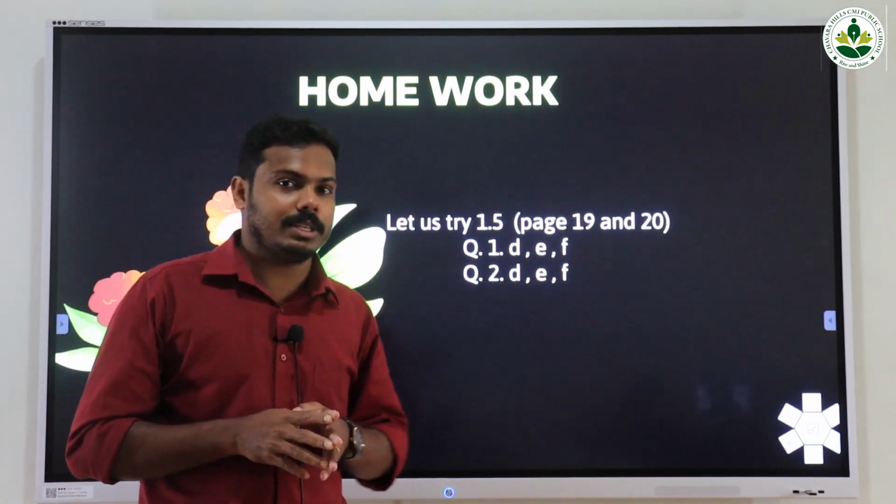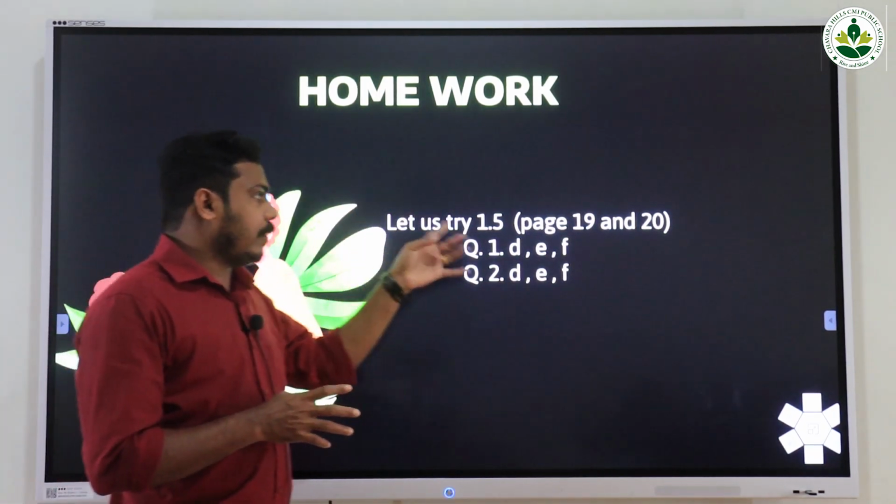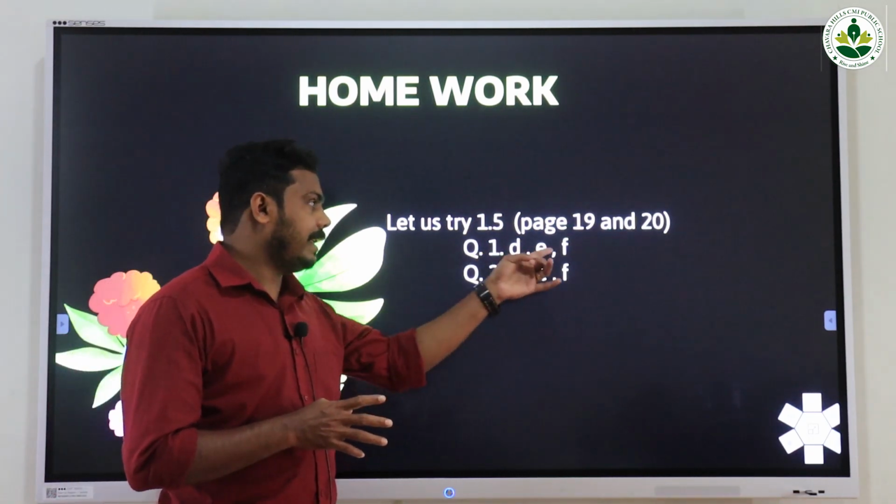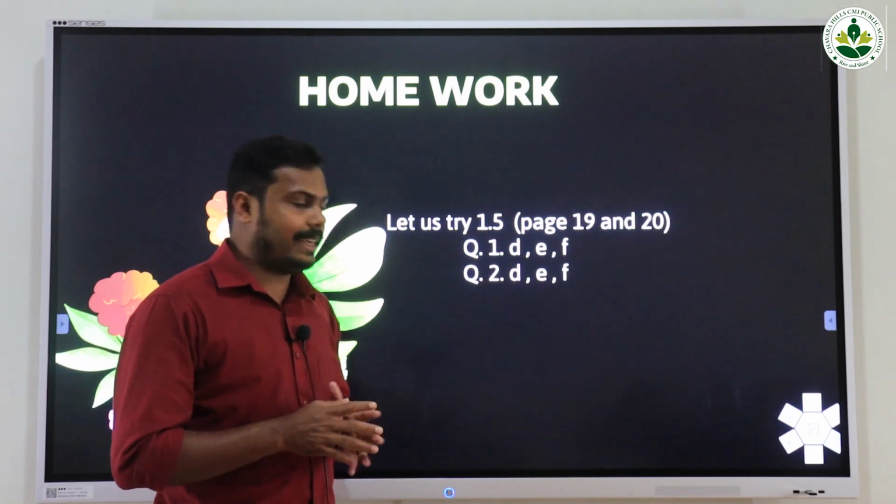Here are some homework questions. Let us try 1.5, page numbers 19 and 20. Question number 1, D, E, F. Question number 2, D, E, F.